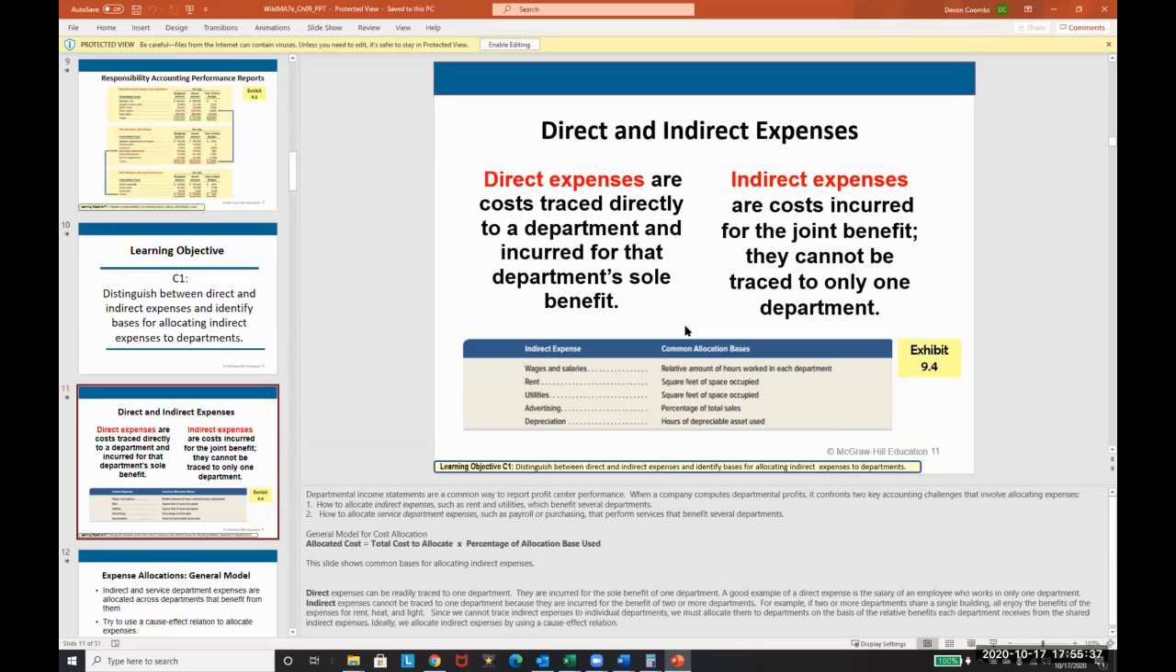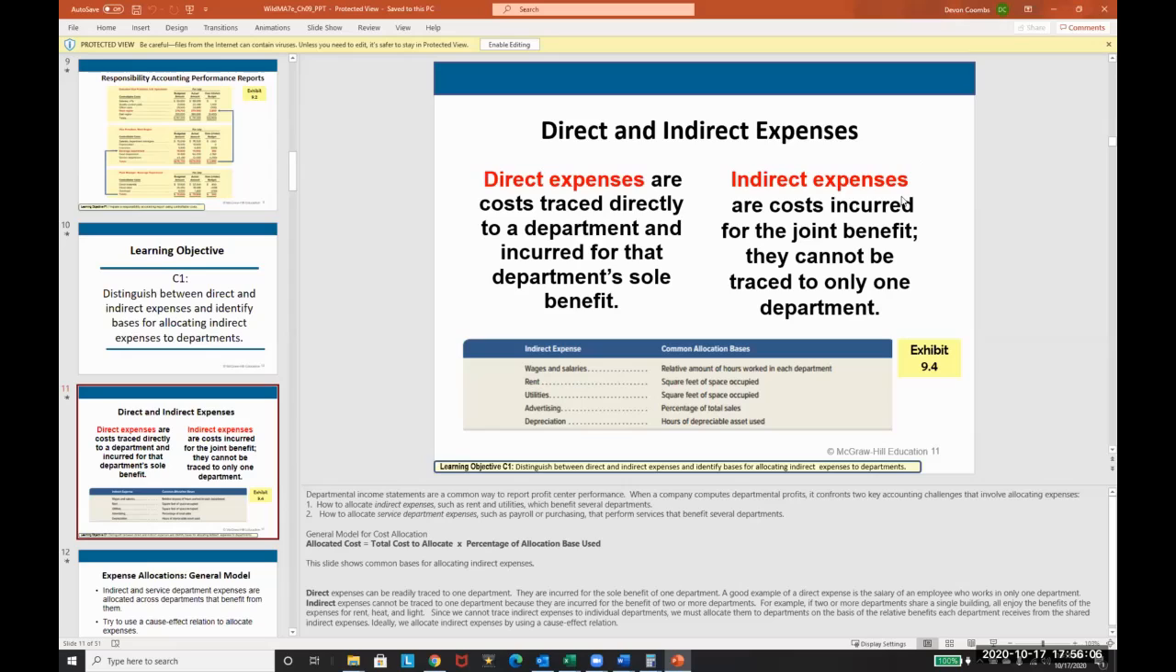Direct expenses are costs traced directly to a department. Indirect are costs that are incurred for a joint benefit. This is a similar definition to direct materials and direct labor, but here we're saying it in the context of a department. A good example of a direct expense is a department manager. He is responsible for the department, so he is a direct expense to that department.